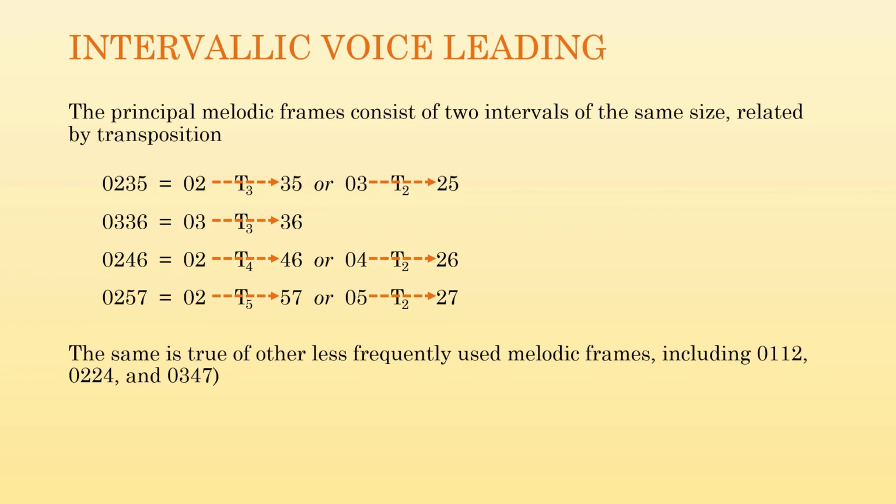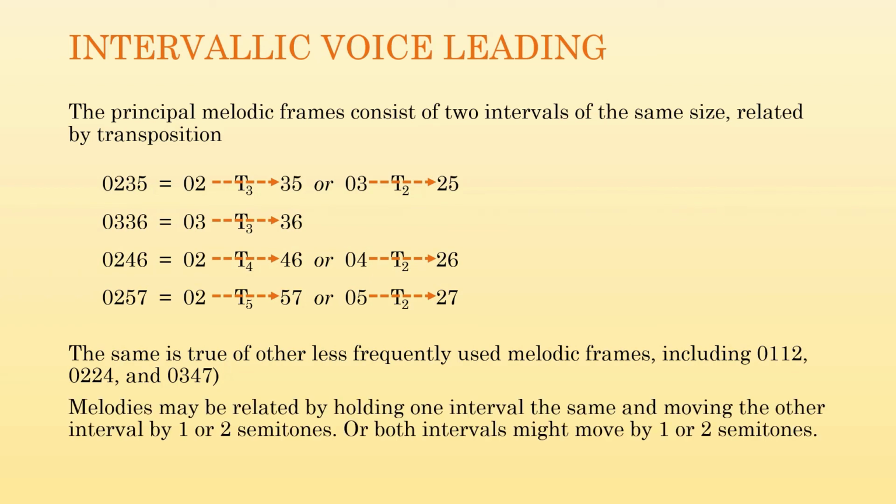0347. To put it in terms of combination rather than division, these melodic frames can all be generated by combining an interval with a transposition of itself. As a result, the melodies can be varied and connected in a process of expansion or contraction by holding one of the intervals fixed and moving the other interval by a semitone. Variants of the same melody are often related in this way.